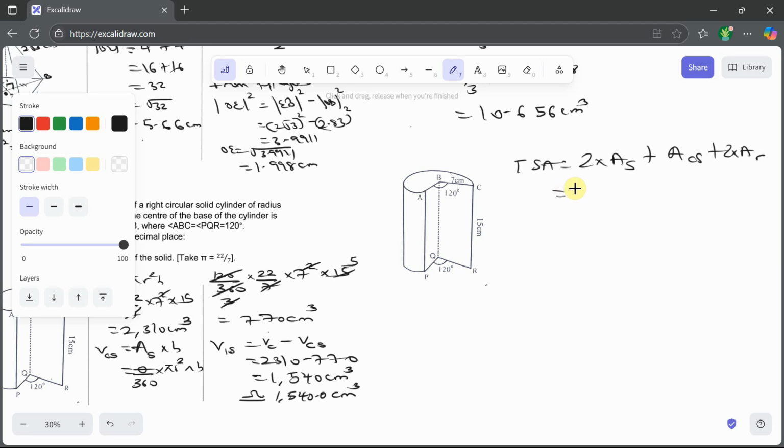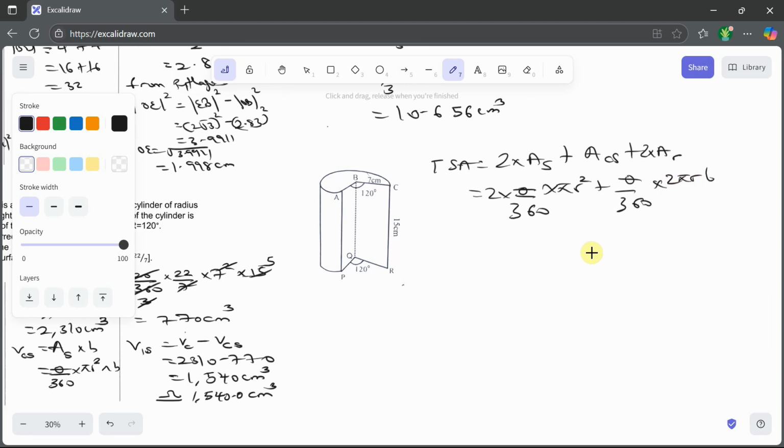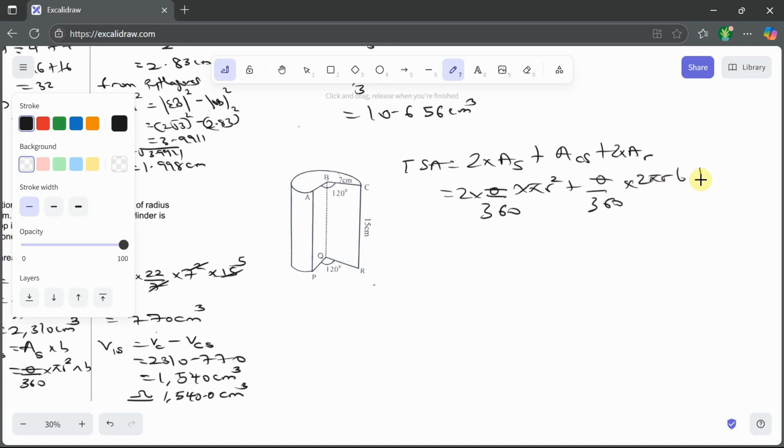So this will be 2 times theta over 360 times pi r squared, plus the area of the curved surface, that will be theta over 360 times 2 pi r l, right? We established that, and then plus 2 times l times b, right? So the 2 times this theta here is not this one theta, it is the major one now.